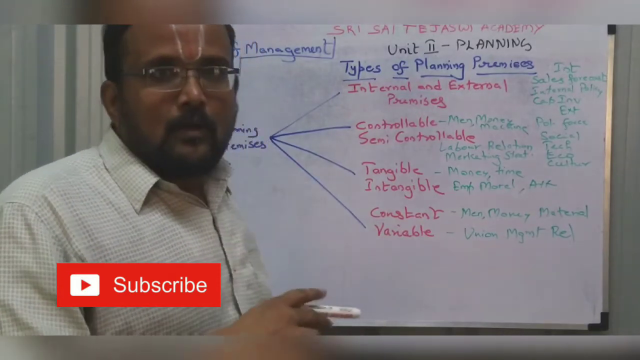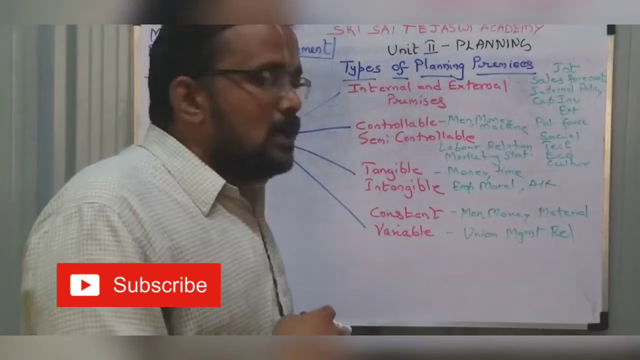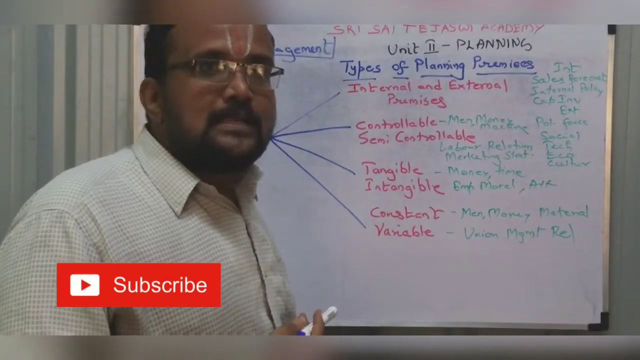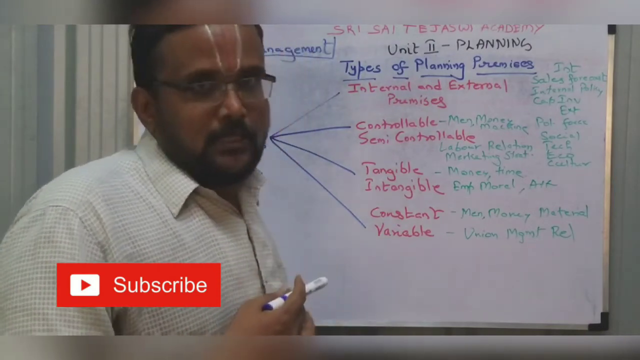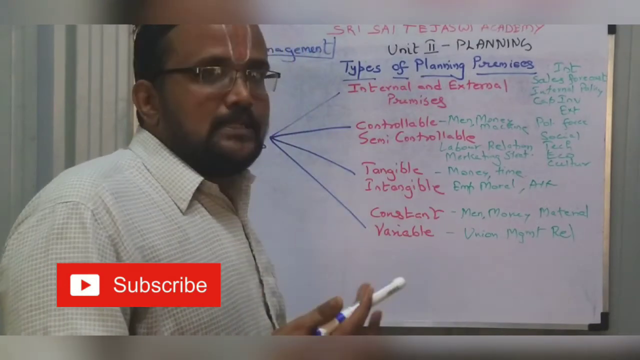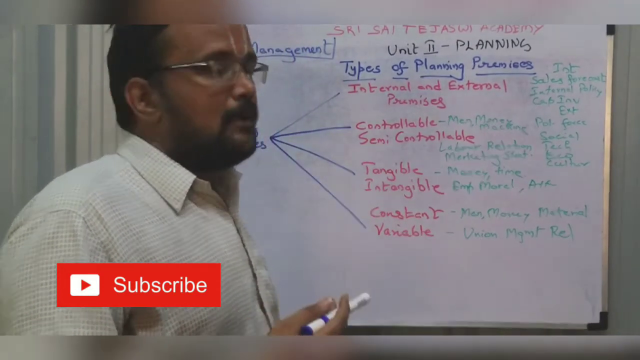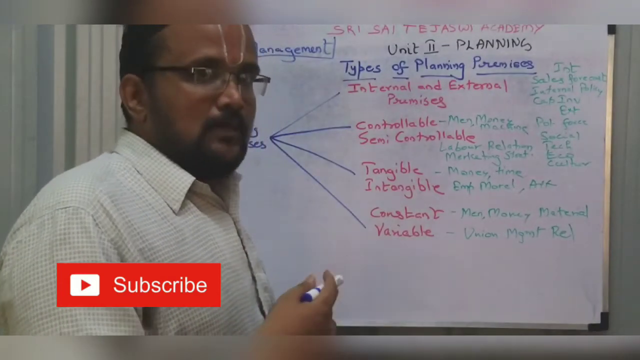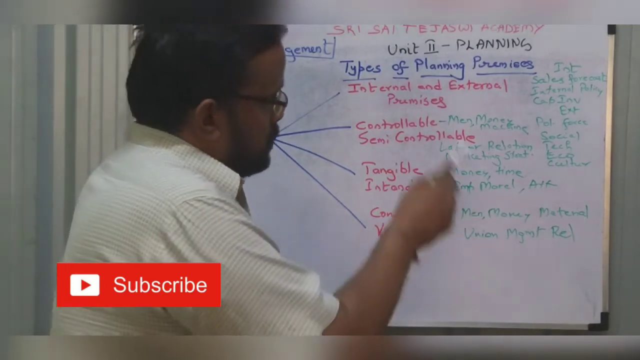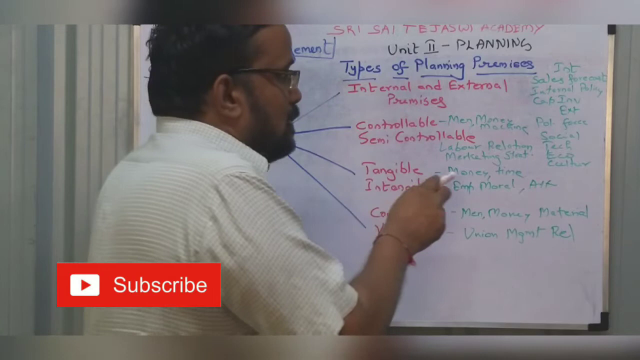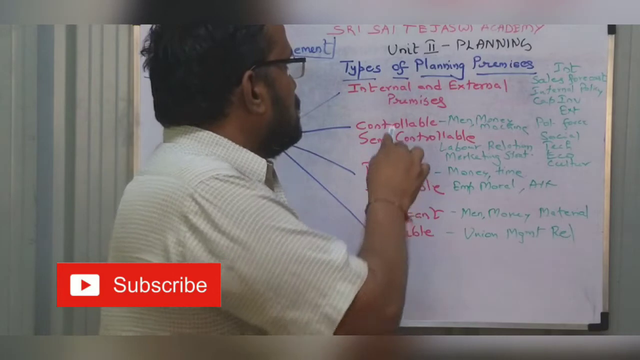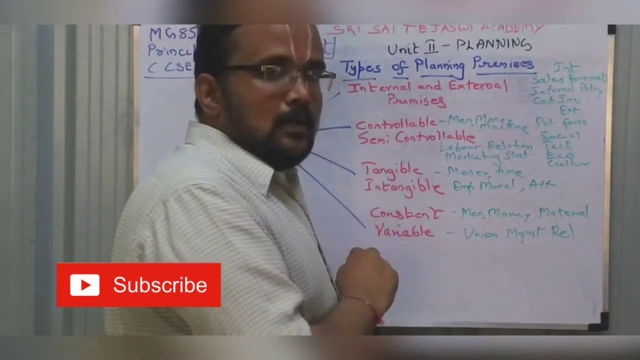External premises are outside the company: political, social, technological, cultural, and economic forces. For example, there is a change in technology. I am manufacturing mobiles, and it has gone from 4G to 5G. Then I have to equip my manufacturing equipment to suit 5G. So that is my technological force. Likewise social, economic, and cultural. So this is internal and external premise.